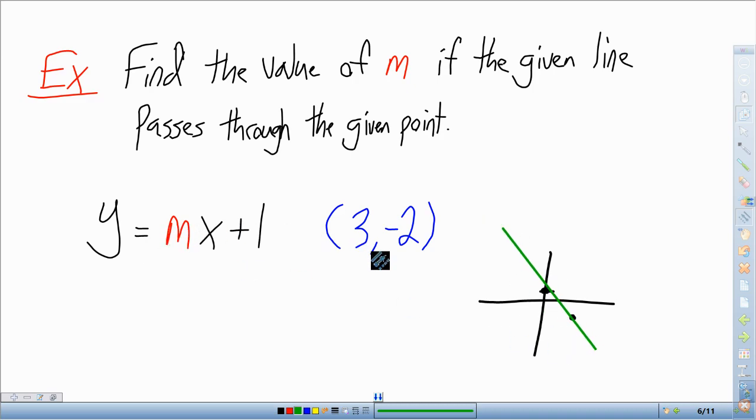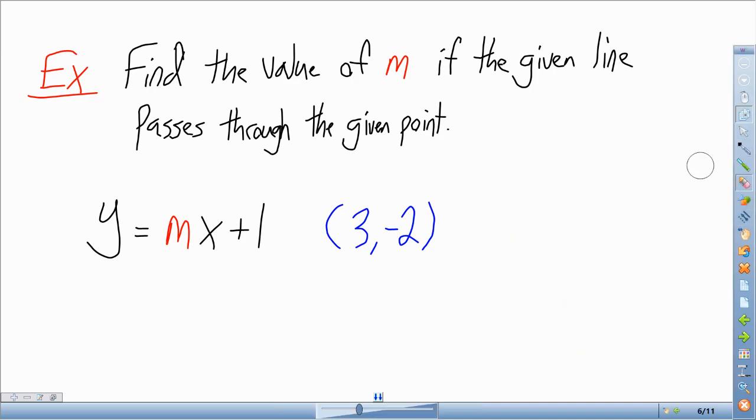Okay, well, here's the good news. This point represents our x and a y value that works in this line. All we need to do is plug in these numbers for x and y, solve for m, and we have the slope. Okay, so let's go ahead and try it out. So, you guys remember this ordered pair. 3 is my x value, negative 2 is my y value. So let's go ahead and plug it in.